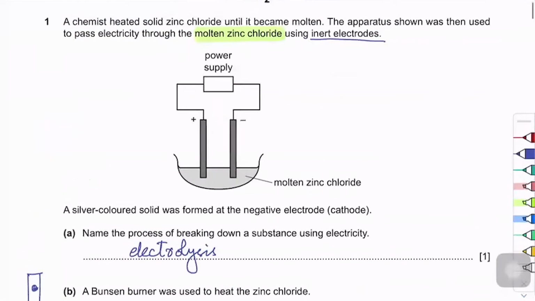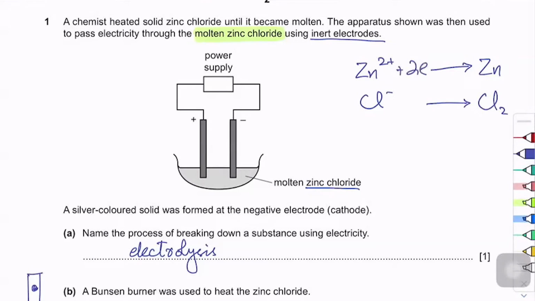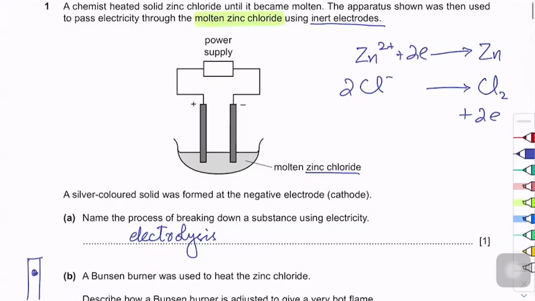Suggest and explain the expected observation at the positive electrode. They've already told us that you're getting a silvery substance on the negative electrode. Now let me see. This is zinc chloride. So I have zinc ions and chloride ions, and those are the only two ions that are here. So zinc will obviously give me zinc, and chloride will give me chlorine. How does it do that? Zinc takes 2 electrons, chloride loses 2 electrons. And that's how I'm getting zinc and chlorine.